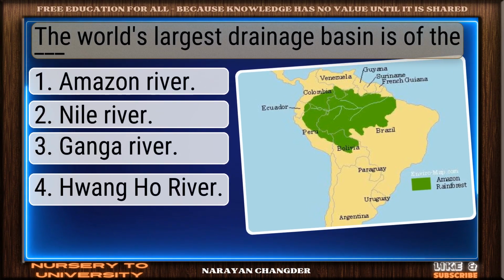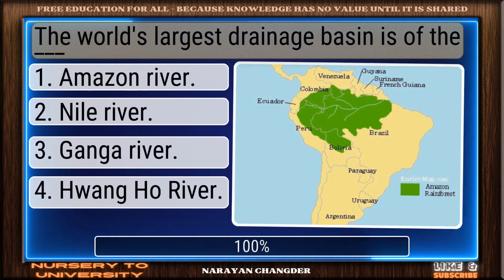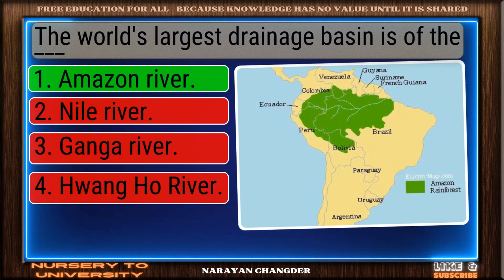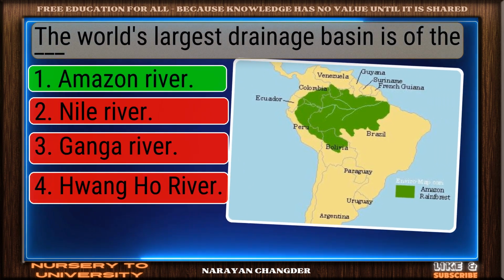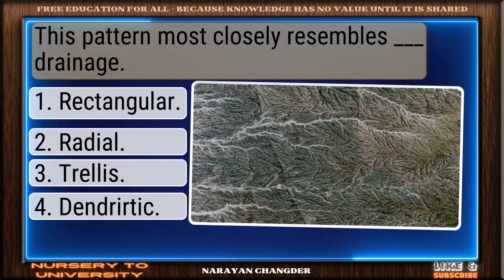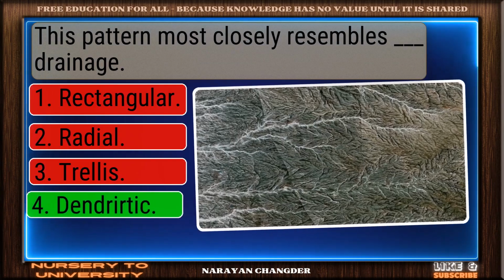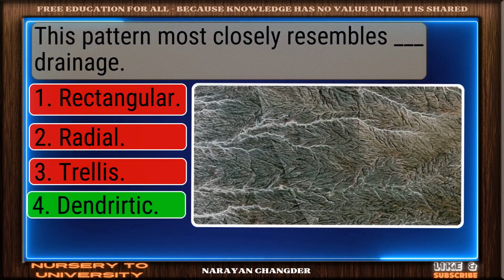The world's largest drainage basin is of the blank. Nice work. You chose Amazon River, and it is correct. This pattern most closely resembles dendritic drainage. Nicely done. Dendritic is a solid answer.